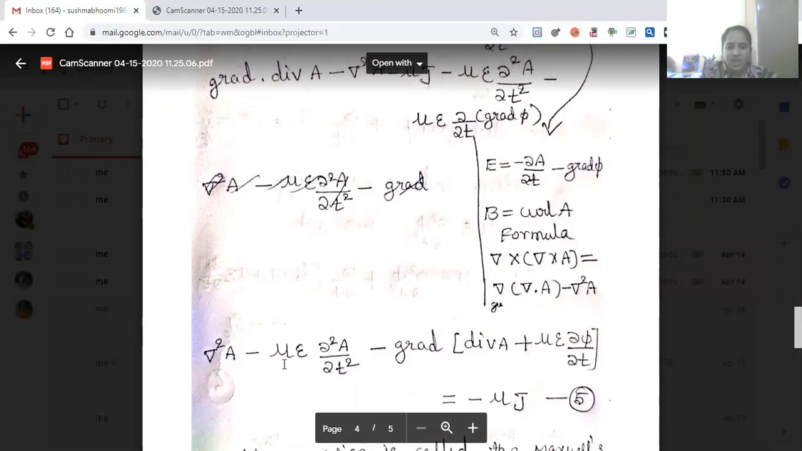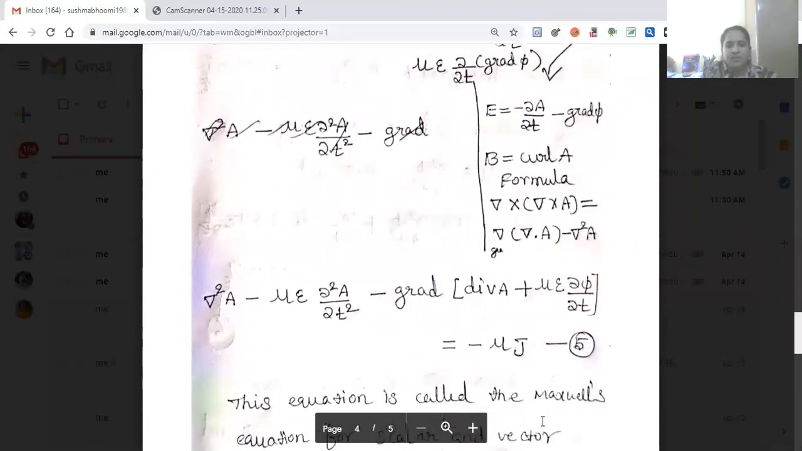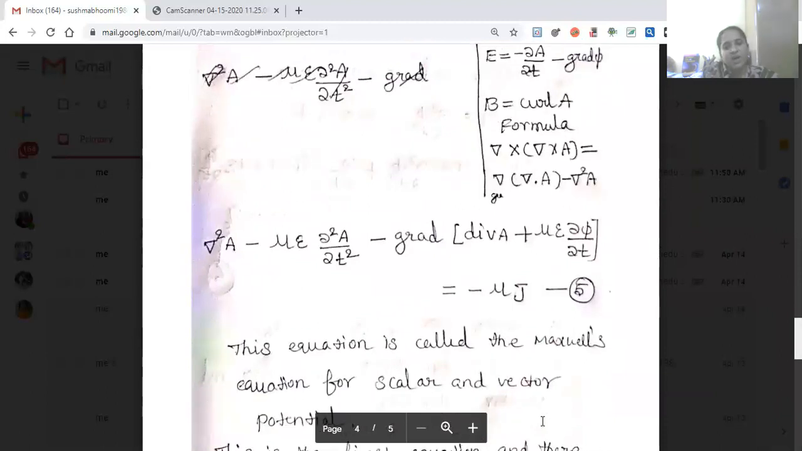So this equation, we'll call this equation number 5. This equation, we call it Maxwell's equation for scalar and vector potential. We got the first equation for scalar and vector potential. There is also one more equation for scalar and vector potential. So to solve that, we have one more Maxwell's equation left out, right? So we need to take that also.